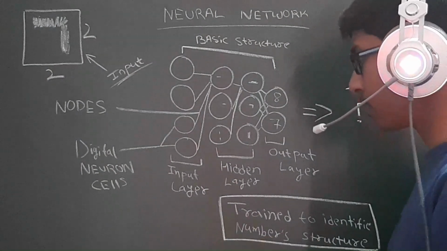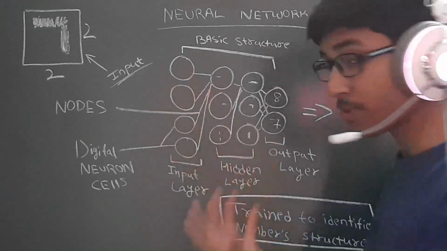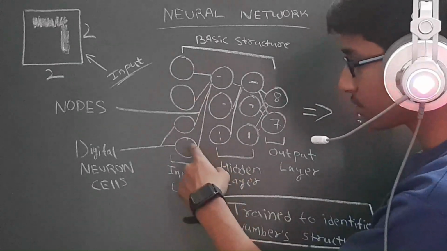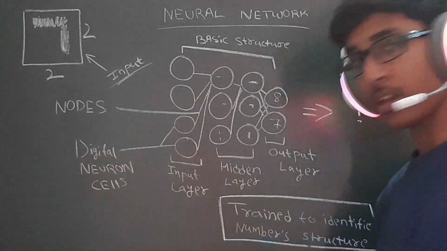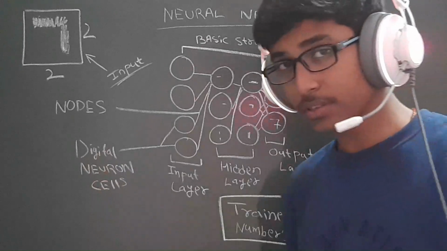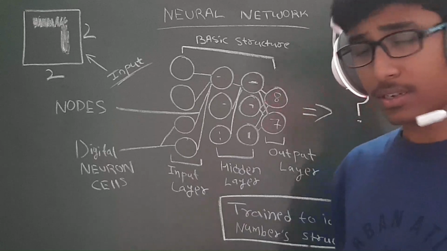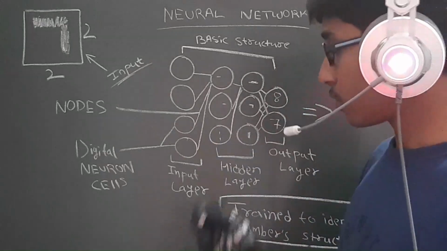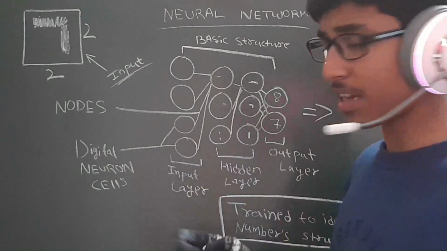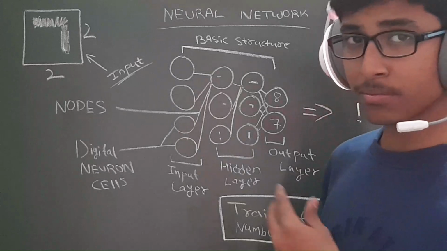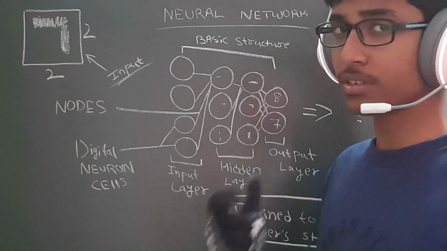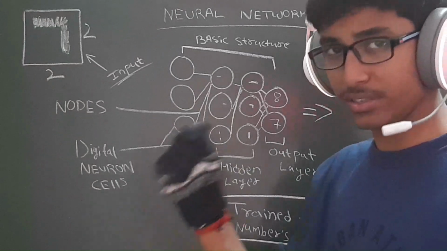So let's start with these circular or spherical cells. These cells are known as digital neuron cells. What these neuron cells do is store the data, process the data, and provide output. So obviously it has three characteristic states: it can store some amount of data, then process it, and then also store its output.